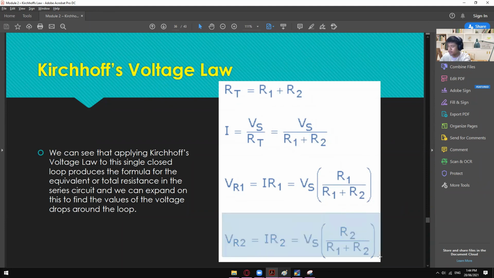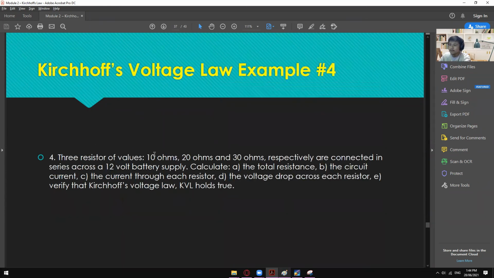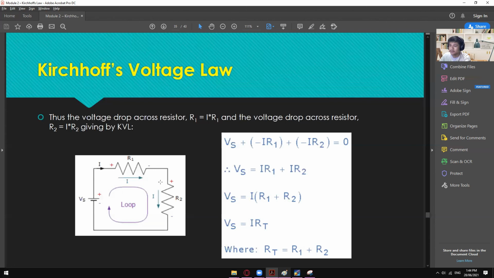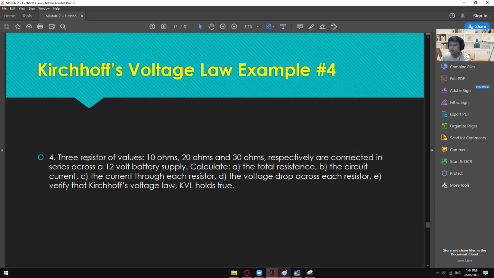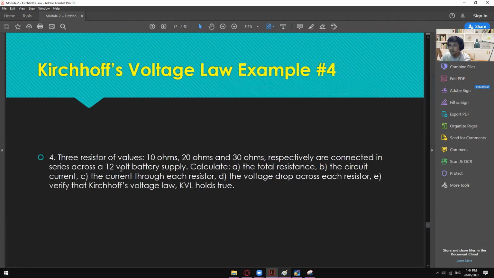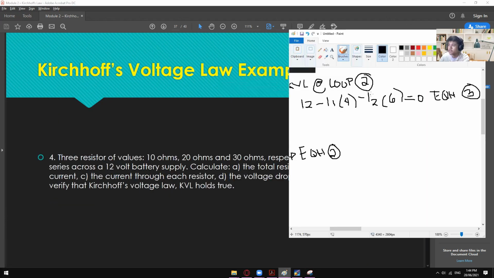And then if you want to get the VR2, you can also do this one. The only one that differs is the numerator. Okay, so let's have an example using this diagram right here. My bad, this one is 2 resistors only, but this one is 3 resistors. Anyway, let's do this one using Paint.